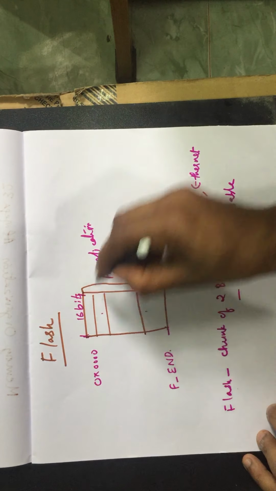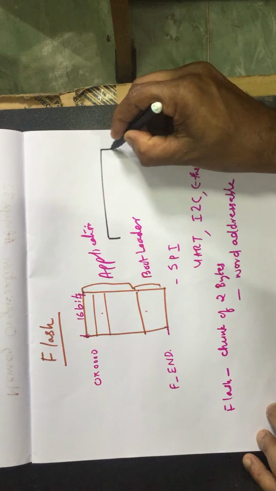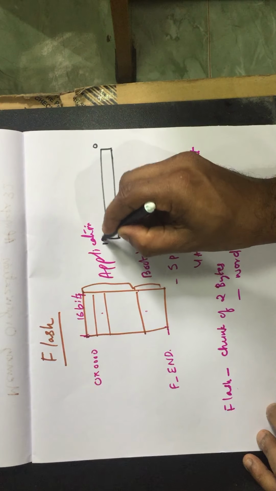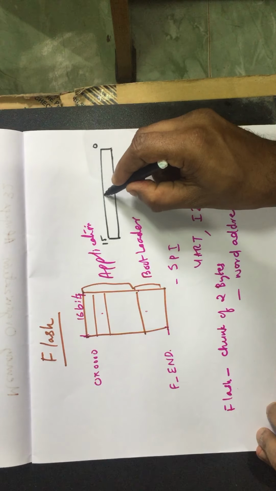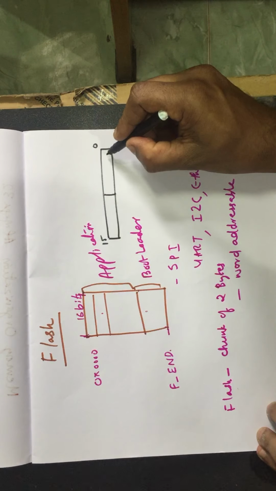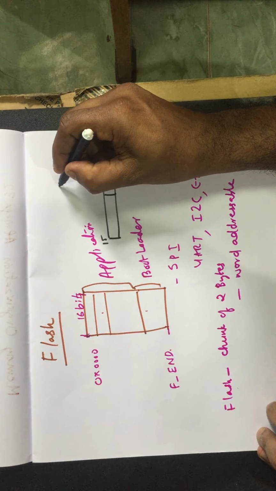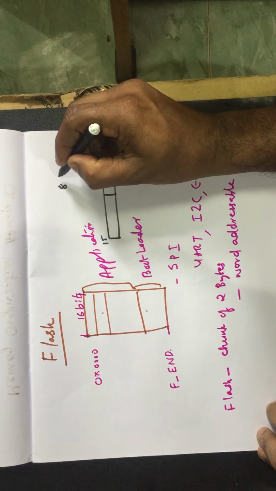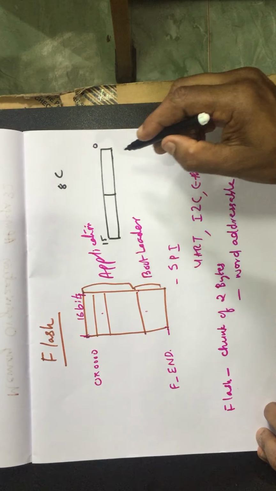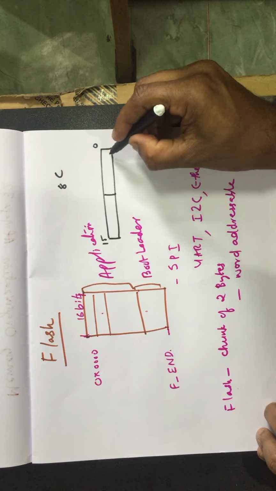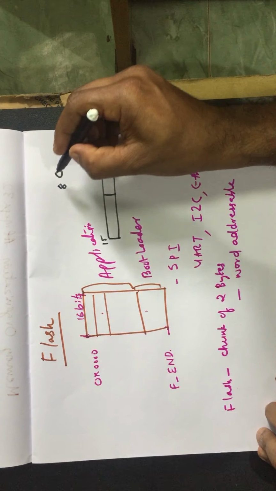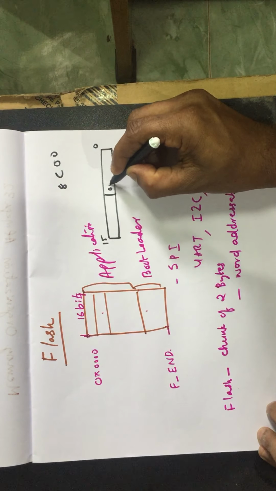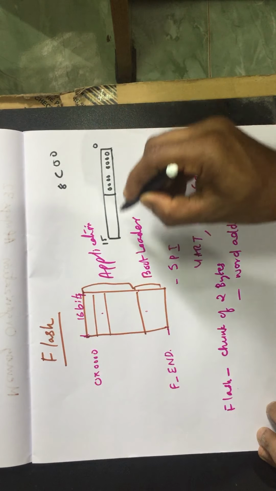For example, if we draw like this, then this is 0, 1, 2, up to 15, that is 0 to 15, which is 16 bits. And this is 1 byte, this is 1 byte. So for example, if I am storing 8C, more precisely 8C00, then this will be 00000000.